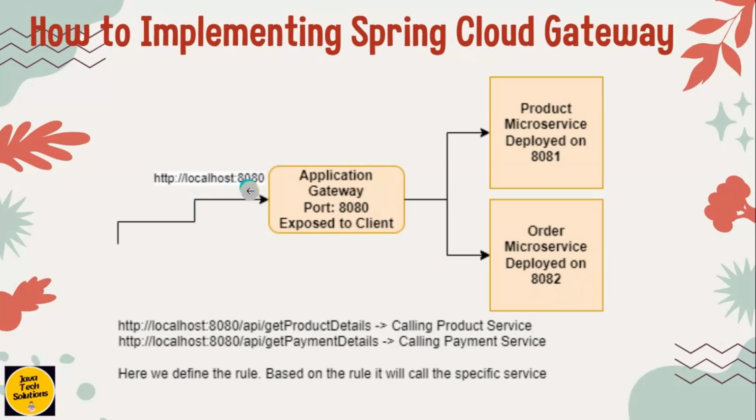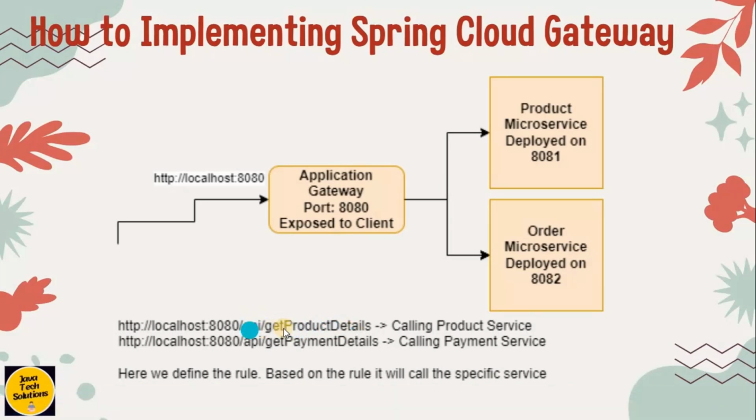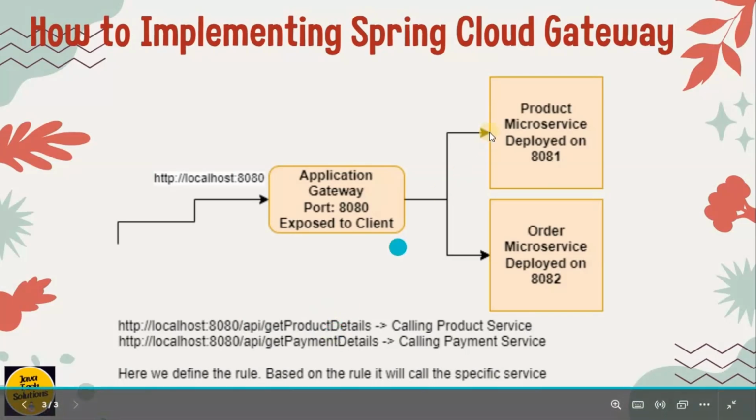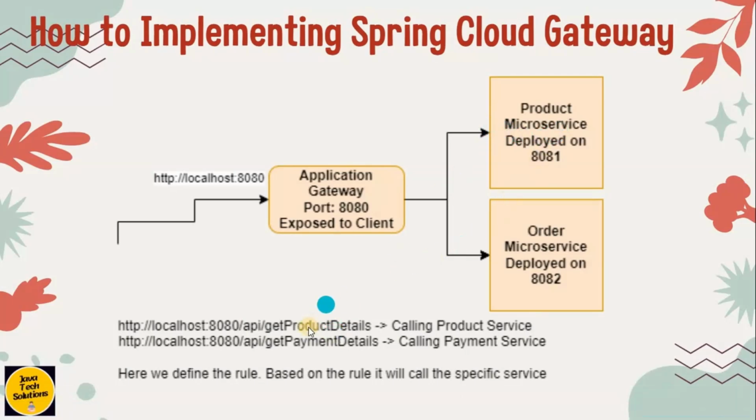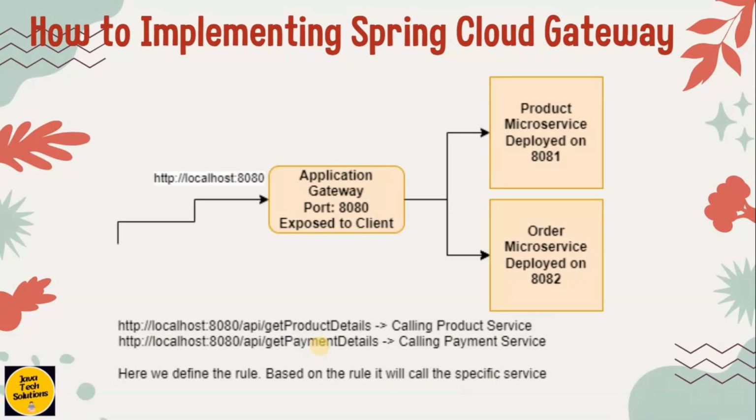Now whenever the client sends a request, it will come with a URL, let's say localhost 8080. After that it will bind a URL like /api/get-product-details. If this matches get product details, then obviously the request goes to the product microservice. If it is payment details, or if we want to get the order details, we will write some logic there. If it matches, then we can go to the order microservice. In this way it matches the predicate and, based on the match, redirects to the respective microservices.